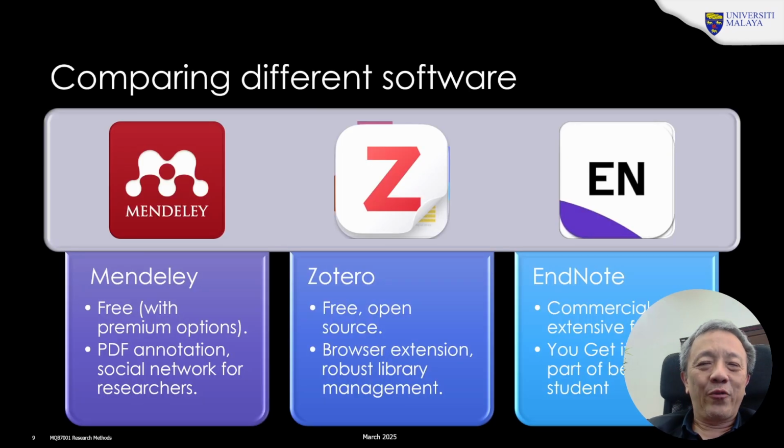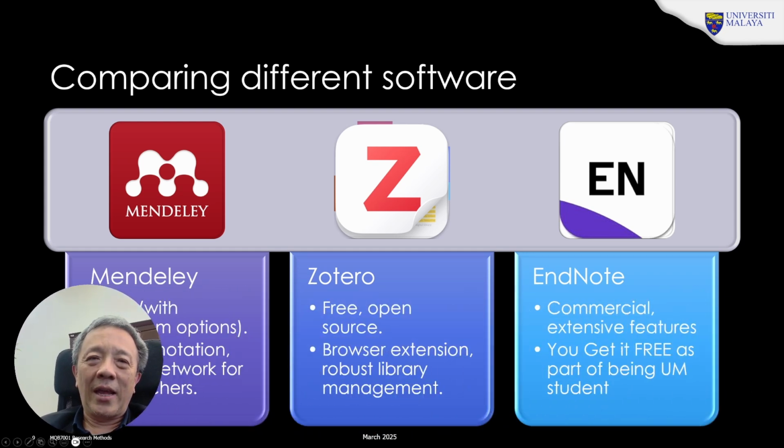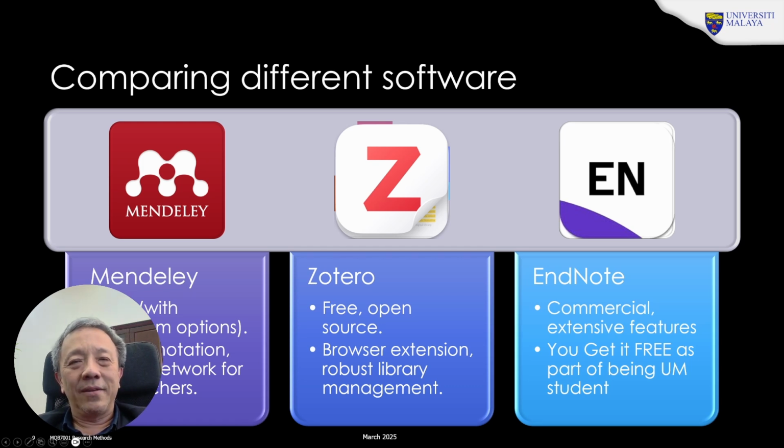We are going to talk about three of the most commonly used bibliography software. The first is Mendeley. It's free with a premium option. It has PDF annotation and a social network for researchers. Then we have Zotero, which is a free, open-source browser extension with robust library management. And then we have EndNote, which is a commercial license with extensive features. You get it free as a student of University Malaya.